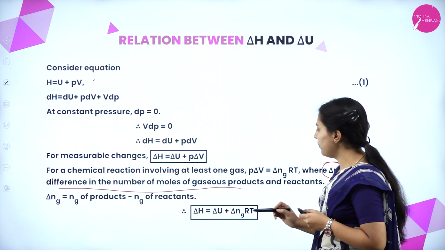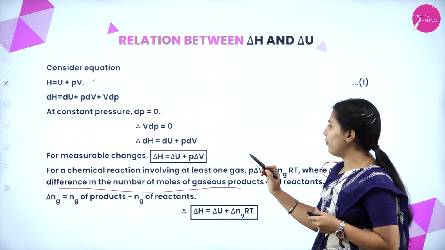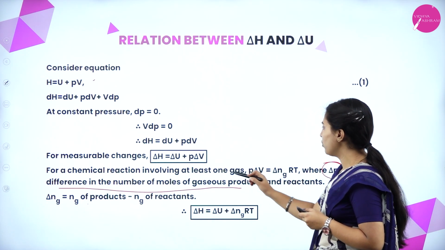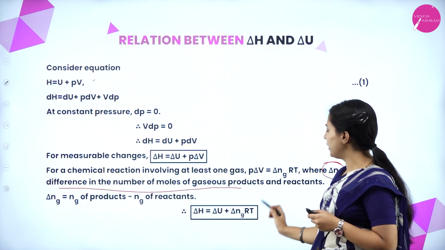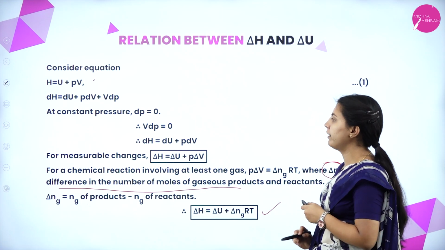So what will happen? Therefore, delta H equal to delta U plus P delta V, where P delta V will be equivalent to delta Ng RT, right? So PV equal to RT. This equation will form: delta H equal to delta U plus delta Ng RT. This is the most important equation.